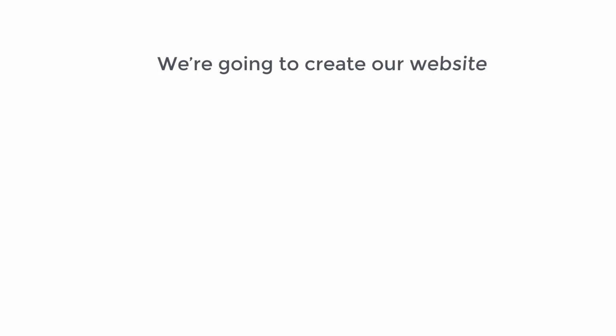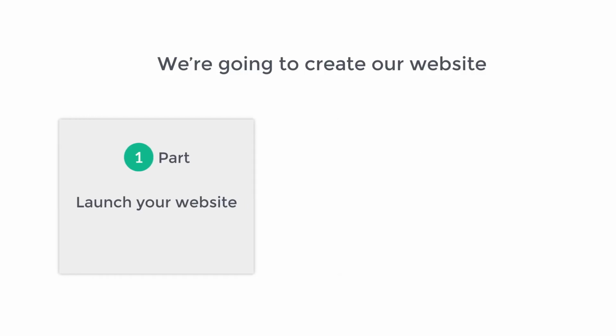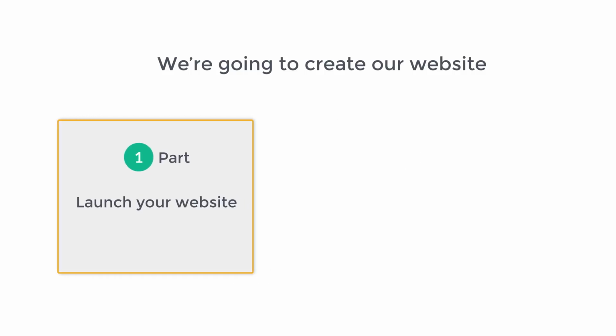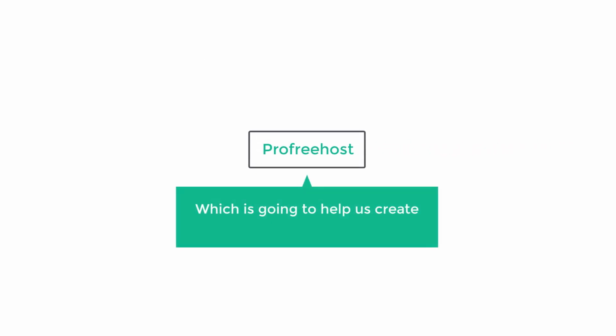So let's get started. We are going to create our website in just two parts. The first part is to launch your website. Once you launch, your website will be live on the internet. So to launch your website, we are going to do 3 steps. The first step is to create an account in profreehost. This is the website which is going to help us create our website for free.